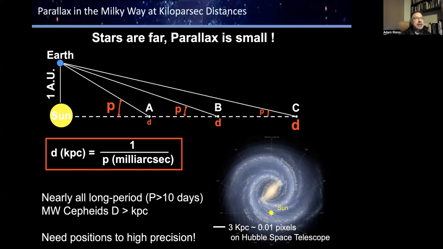The problem is that most long period Cepheid variables in the Milky Way are very far away. They're kiloparsecs away. And so the parallax angle is very, very small. It's a fraction of a milliarc second. Or for a 1 sigma measurement would be about 1/100th of a pixel movement of that star on the Hubble Space Telescope. So we need to measure positions to very high precision.